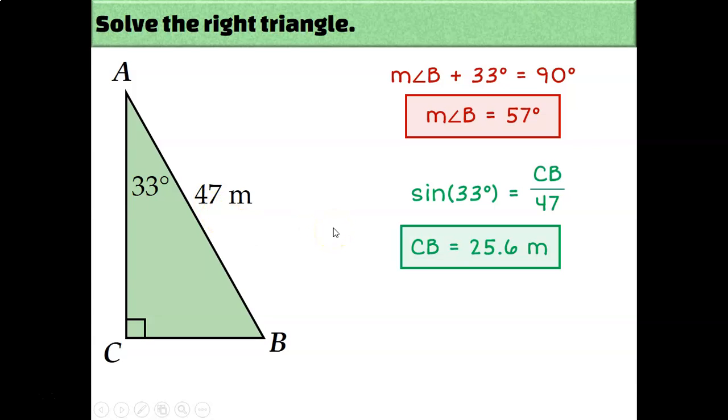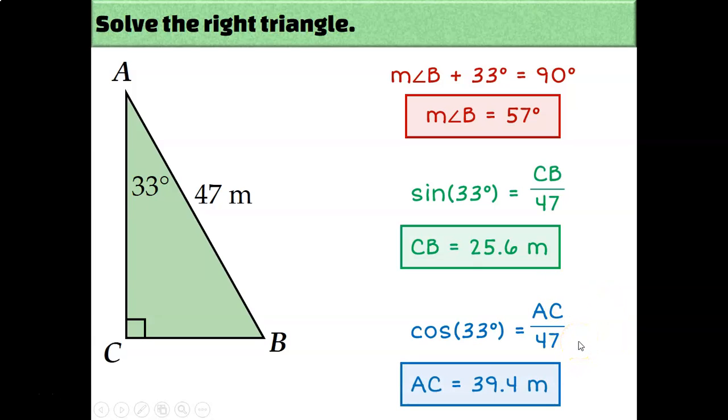Alternatively, you can just use trigonometry again. In relationship to the 33-degree angle that we were given, AC is adjacent, and 47 is still the hypotenuse. So since I'm looking for adjacent and I know the hypotenuse, I would need to use cosine. So the cosine of 33 degrees is equal to the adjacent over the hypotenuse, AC over 47. Multiply both sides by 47, and we find out that the length of AC is 39.4 meters.